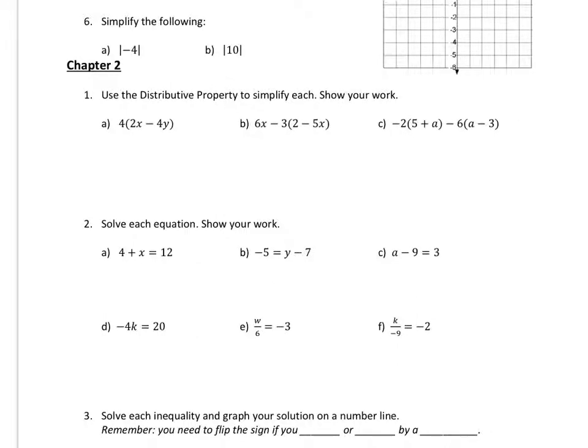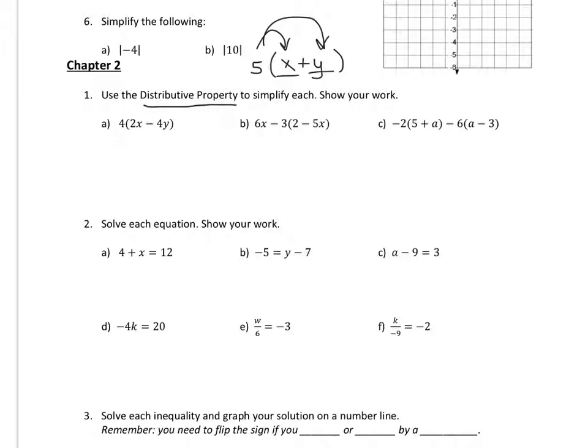Okay, this part is on chapter 2. So, use the distributive property. The distributive property is if you have a number, we'll use 5, and you have parentheses with x plus y on the inside. You need to multiply everything inside the parentheses by 5. You need to distribute the 5 through to both terms.